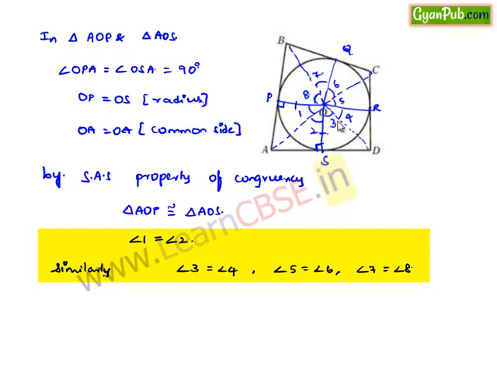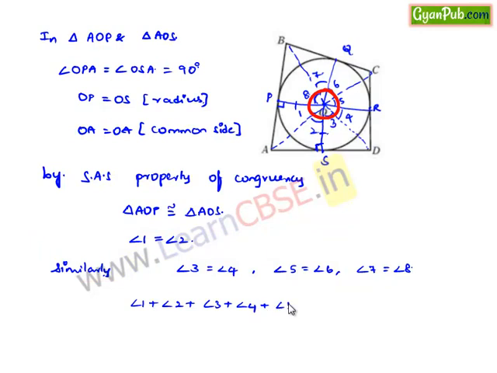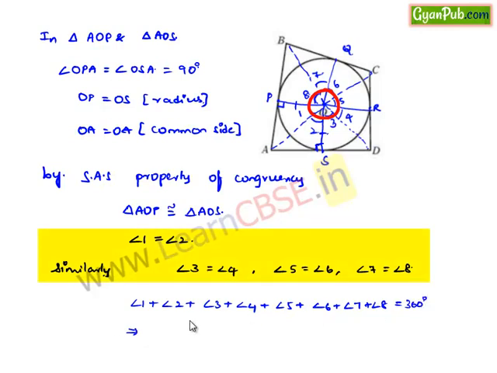Now, we know that the sum of angles around a point, or the sum of angles in the circle at the center, is equal to 360 degrees. Therefore, here we get angle 1 plus angle 2 plus angle 3 plus angle 4 plus angle 5 plus angle 6 plus angle 7 plus angle 8 is equal to 360 degrees, which implies, let us substitute: instead of angle 1 we write angle 2, that is angle 2 plus angle 2 plus angle 3, and instead of angle 4 we can write angle 3, plus instead of angle 5 we can write angle 6, plus angle 6 as it is, plus angle 7 as it is, and instead of angle 8 we write angle 7, that is equal to 360 degrees.